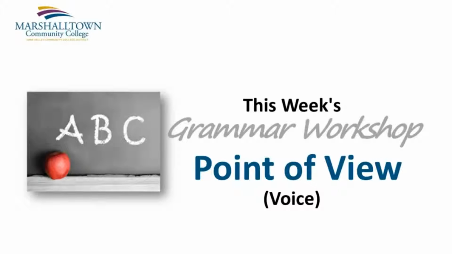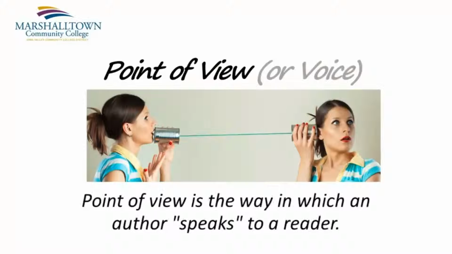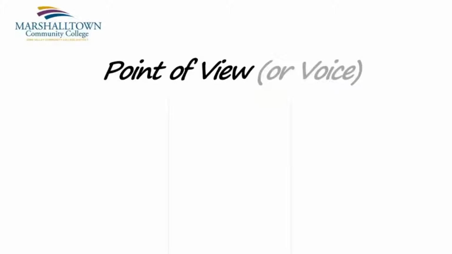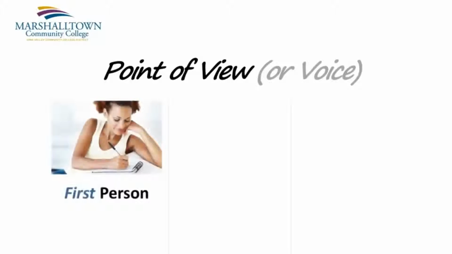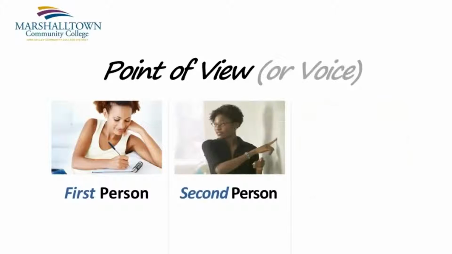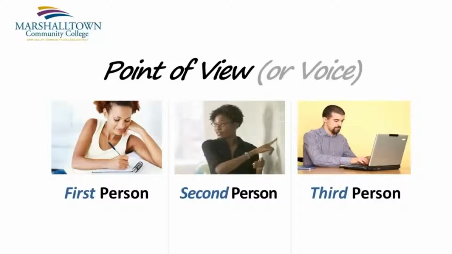The grammar workshop for this week is all about writing in a particular point of view or voice. Point of view is the way in which an author speaks to a reader, and there are three basic types of point of view that an author might use: first person, second person, and third person. In first person writing, an author speaks as if he or she is having a face-to-face conversation with a reader. This type of writing includes words like "I" and "we," often placed at the beginning of a sentence.